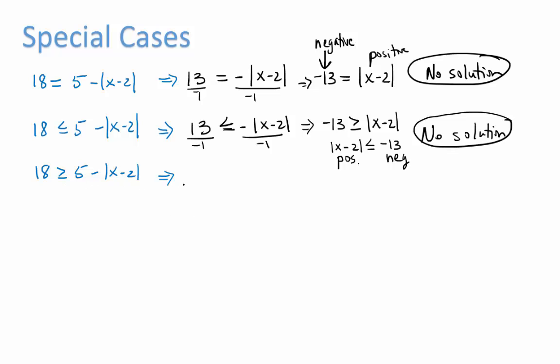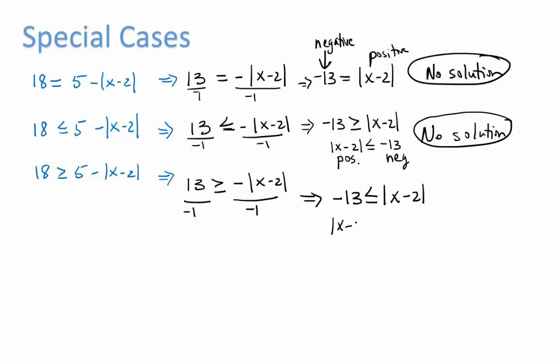Okay, doing the same thing here, we subtract 5, we get 13, this time greater than or equal to negative absolute value of x minus 2. We divide both sides by negative 1. And what do we get? Negative 13 is, flipping the inequality symbol, less than or equal to absolute value of x minus 2. Or, it's sometimes easier for people to think of it flipped around the other way. Absolute value of x minus 2 greater than or equal to negative 13.